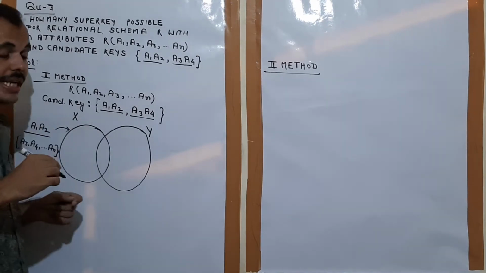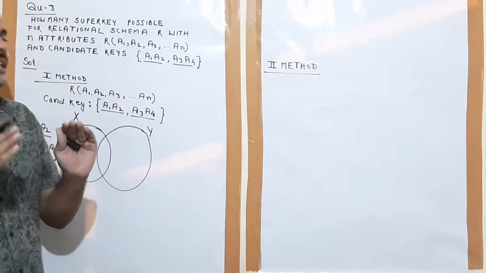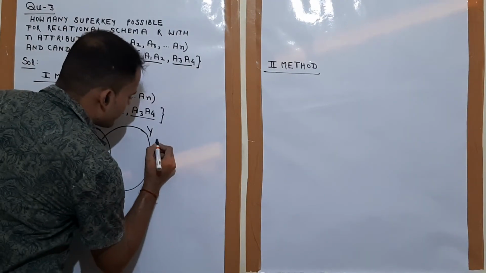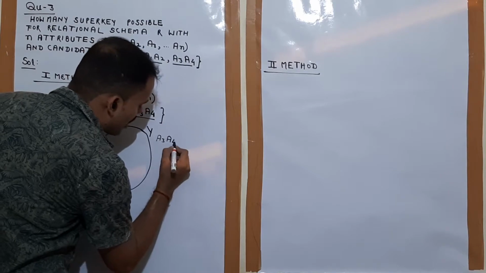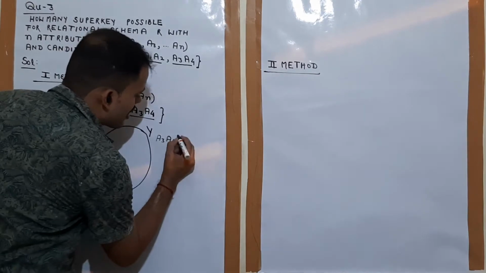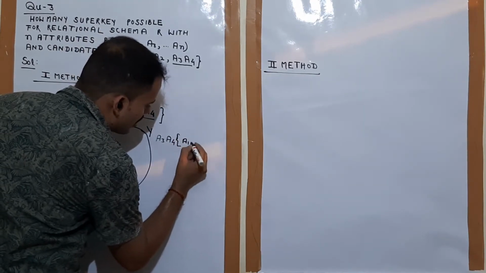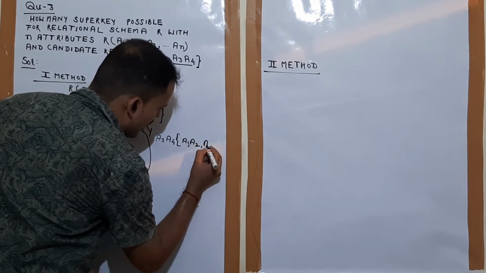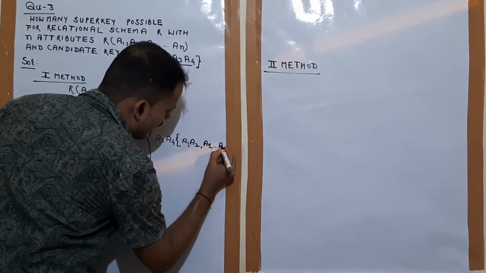And now see the number of super keys possible because of the candidate key A3, A4. The candidate key is A3 and A4. And now what are the other attributes? The other attributes are A1, A2, A5 to An.